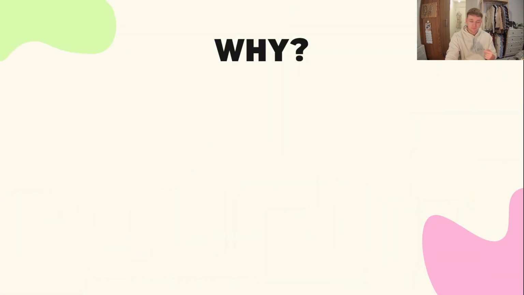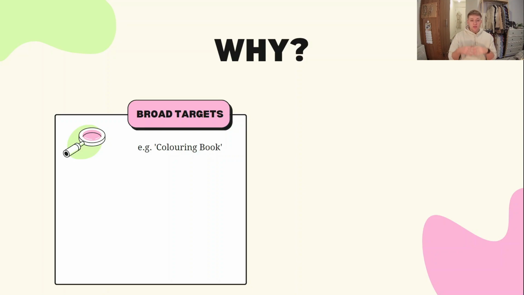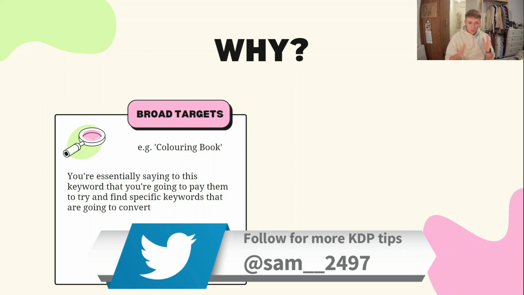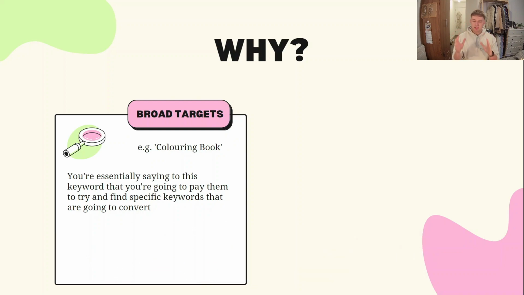So why is this important and why are exact types really important for an advertising strategy? In terms of broad targets, let's just say again, we're targeting the phrase coloring book. What you're doing here is you're essentially just saying to this keyword, okay, I'm going to pay you a certain amount. Let's pretend this keyword is a person. We're going to be paying this keyword a certain amount to try and find loads of different exact keywords for us based on their criteria. So we're actually paying basically a middleman to find those exact phrases for us.